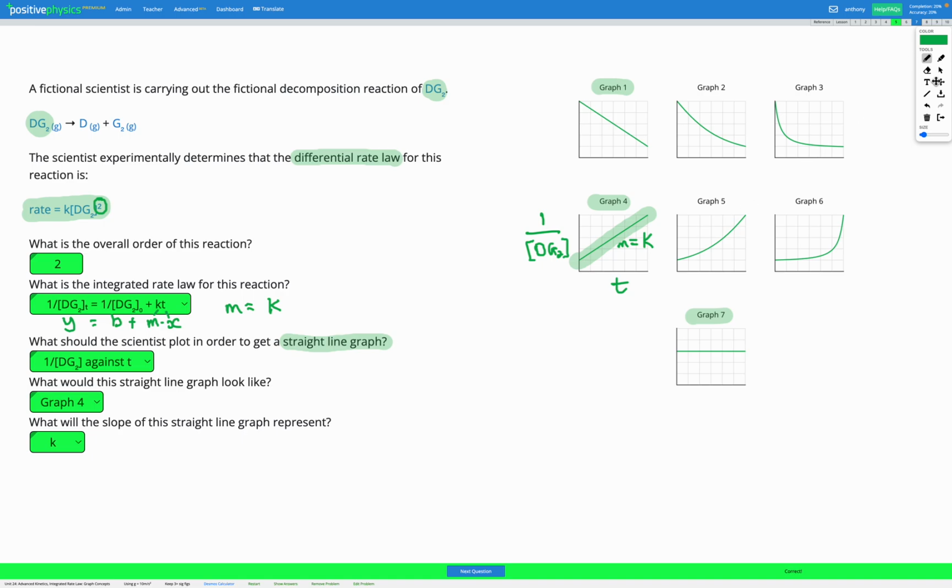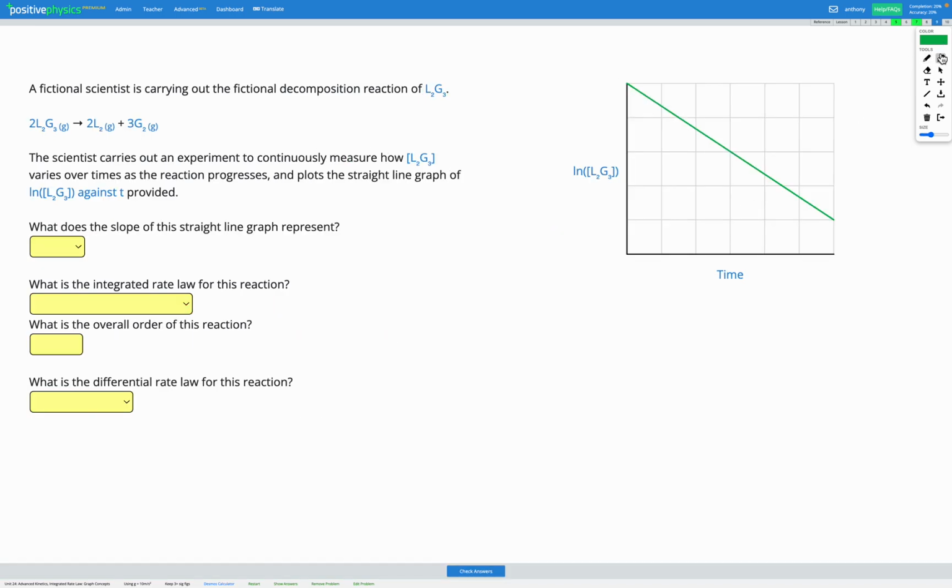Okay, one last question. In this last question here, we have a fictional scientist again, a fictional reaction, the decomposition of L2G3, which we can see in our equation there. And in this one, the scientist has measured how L2G3 changes over time, the concentration that is, as the reaction progresses, and they've figured out how to plot a straight line graph of the data. And the thing that they've plotted is ln of the concentration of L2G3 against time. And they got a straight line with a downward slope, so a negative slope.